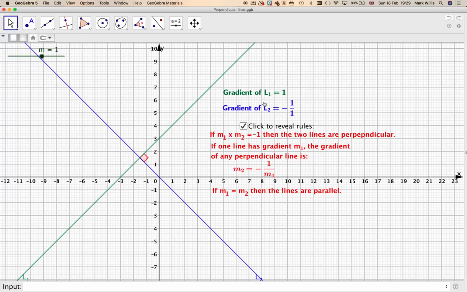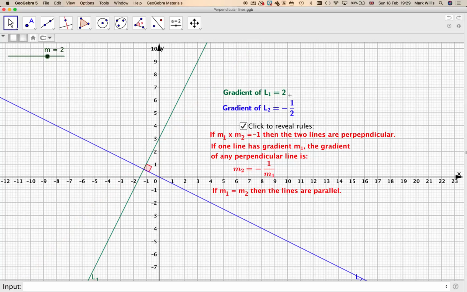Right, so if you've got a gradient of, maybe it's easier if I make this 2, if m1 is 2, the gradient of the line which is perpendicular to it will be -1 over that number, which is 2. That's what that says. And then if m1 is equal to m2, then the two lines will be parallel. They will always be parallel. So the important thing to remember is this formula here: m2 is equal to -1 over m1.